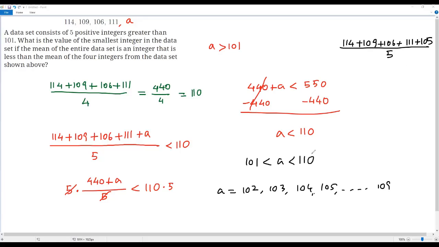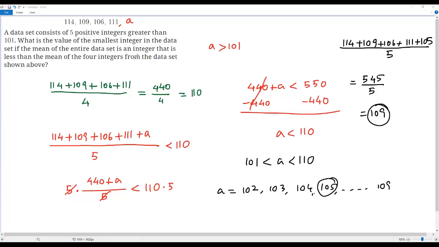So if I choose 105 as the value of A, 440 plus 105 will be 545 over 5. 545 ends with the digit 5, so it is divisible by 5. When I divide 545 by 5, I'm getting 109. So it's an integer. So the smallest integer value for A has to be 105, so that the mean of the entire data set is an integer.